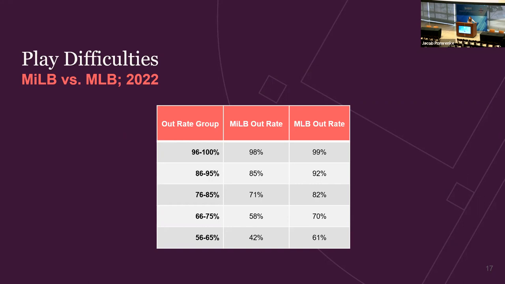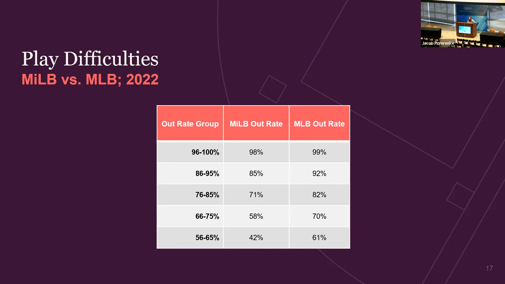So we look at the first group, 96 to 100% play difficulties, really routine balls. We see minor leaguers fall right in the middle of that band at 98%. So we can infer that at least among incredibly easy plays, there's hardly a gap in ability between minor and major leaguers, which seems to follow intuition pretty well. Routine as a professional should truly be routine. But if we look at the 86 to 95% group, we see that the minor league out rate has already dipped outside that group down to 85%.